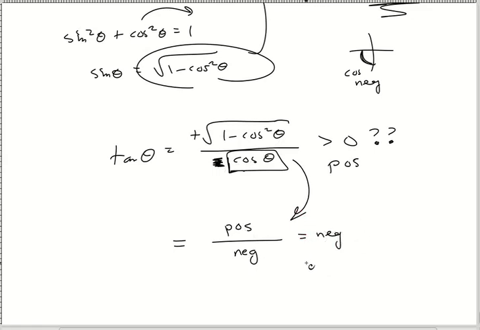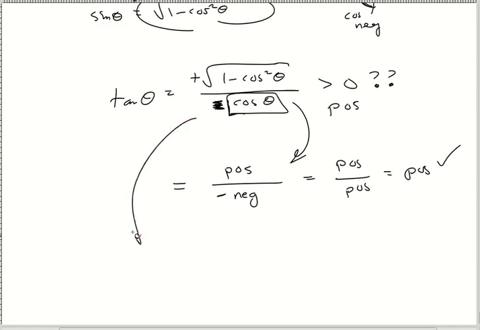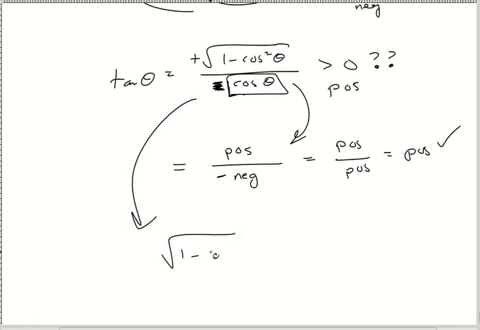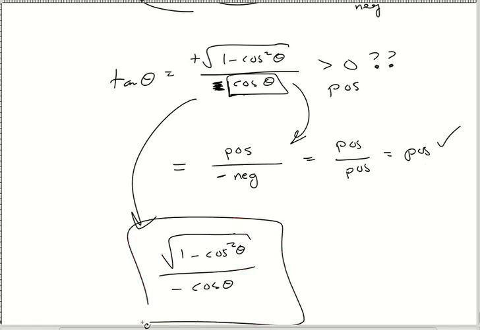So what I'm going to do is say, oh, you know what? I can do this. I could put a negative on the bottom. Two negatives would make a positive. Positive over positive should be a positive, and that's what I want. So all I'm going to do is take the same answer, the square root of 1 minus cosine squared, all over cosine. I'm going to toss a minus sign in the front, and there you go.